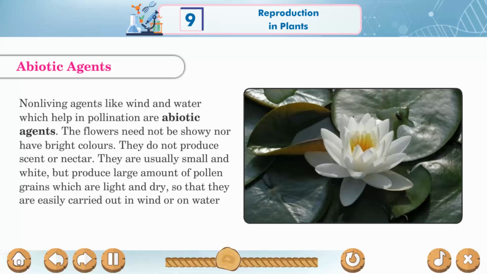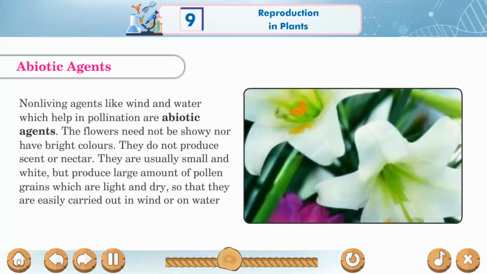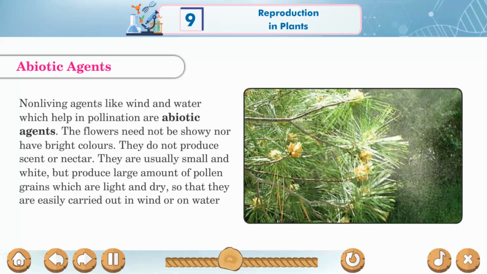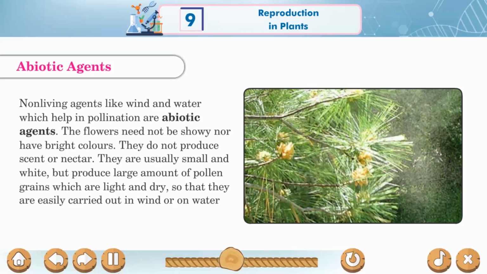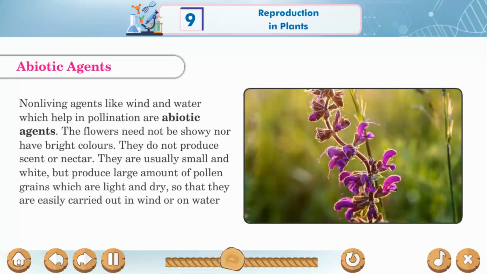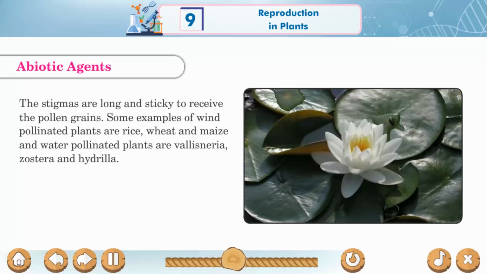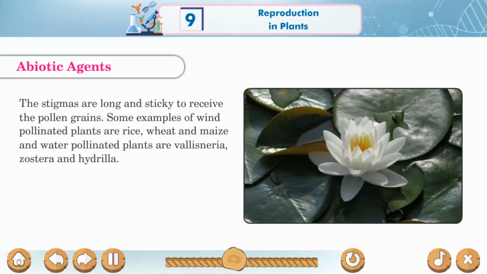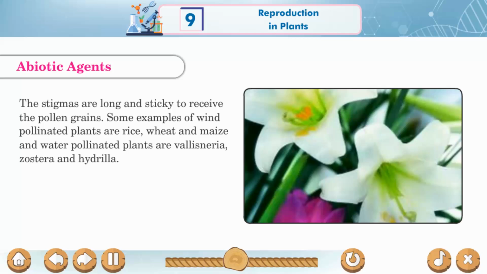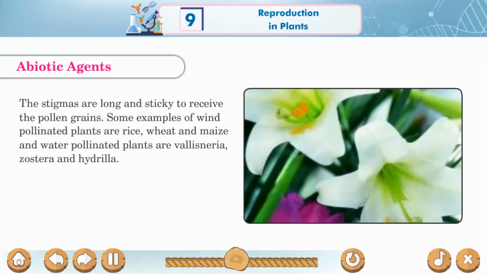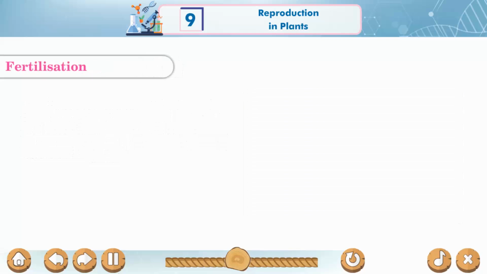Abiotic agents. Non-living agents like wind and water which help in pollination are abiotic agents. The flowers need not be showy nor have bright colors. They do not produce scent or nectar. They are usually small and white but produce large amounts of pollen grains which are light and dry, so that they are easily carried in wind or in water. The stigmas are long and sticky to receive the pollen grains. Some examples of wind-pollinated plants are rice, wheat, and maize, and water-pollinated plants are Vallisneria, Zostera, and Hydrilla.